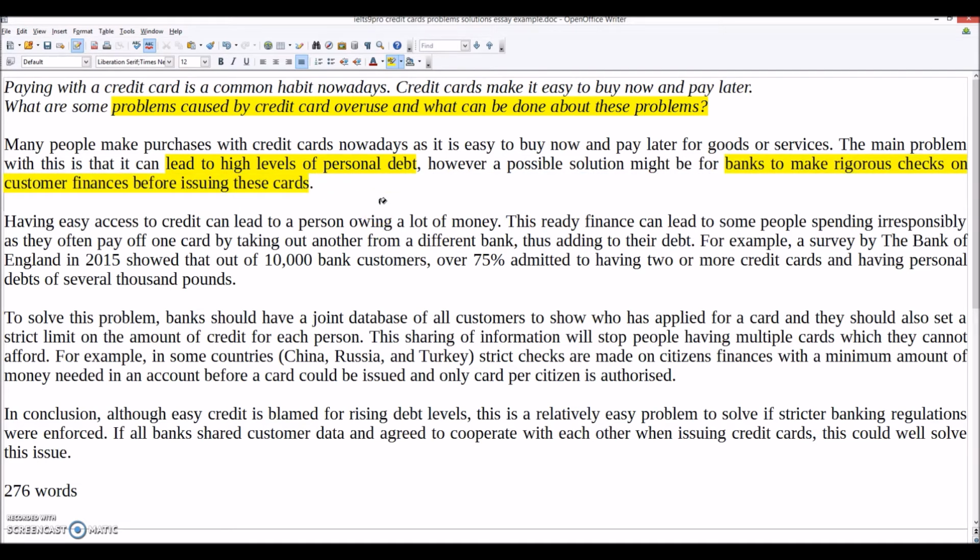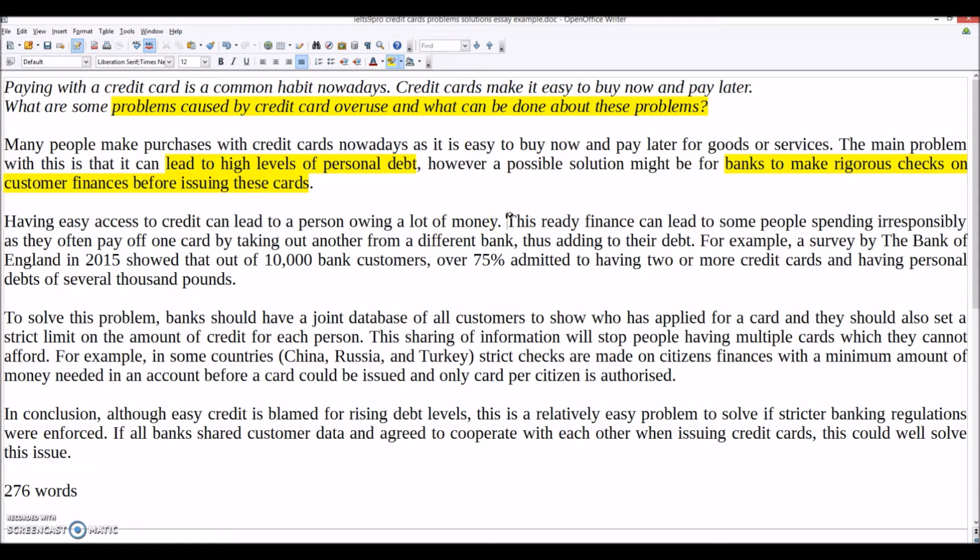So we've got a clear, direct introduction. We've got all the key words in. Okay, that is good. Okay, so introduce it. The first paragraph 2 is about what the problem is. So having easy access to credit can lead to a person owing a lot of money.